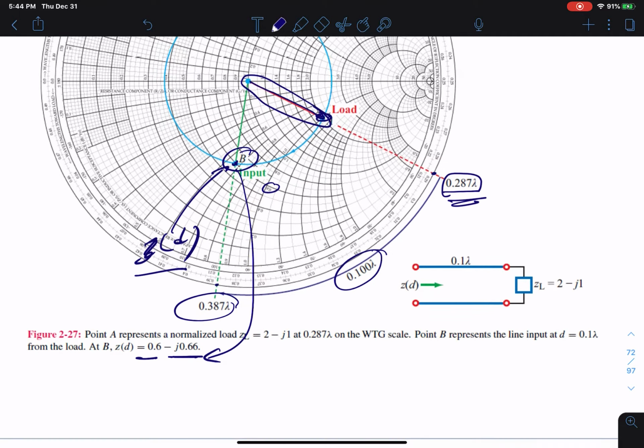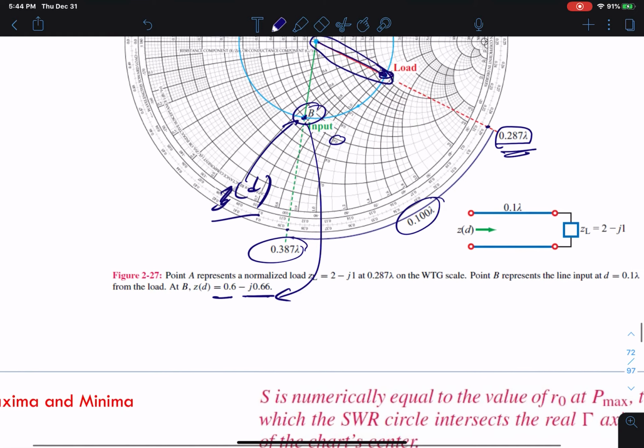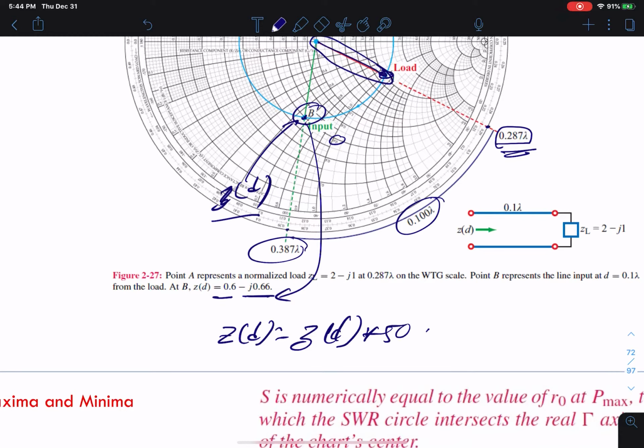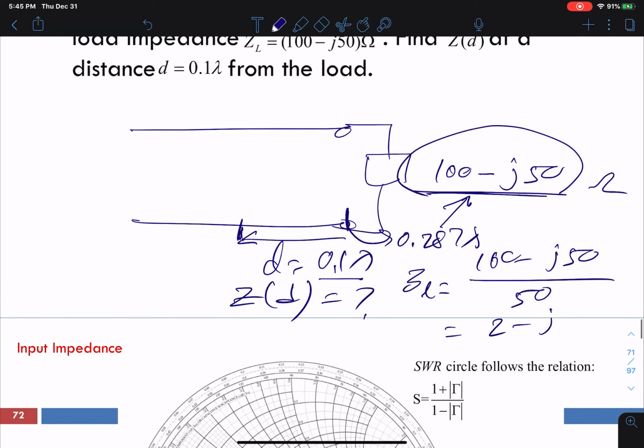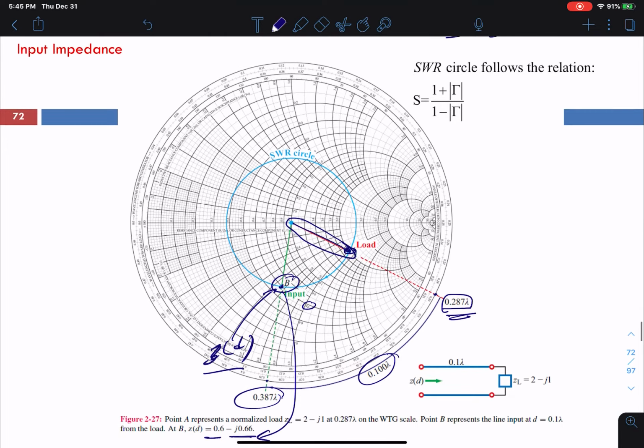To find the actual value, you have to multiply that by your Z0. So your actual ZD would be the normalized value ZD times 50. And if you do that, you get 30 minus J33 ohm. All right, that's your input value at this point. That's the impedance at this point right here.